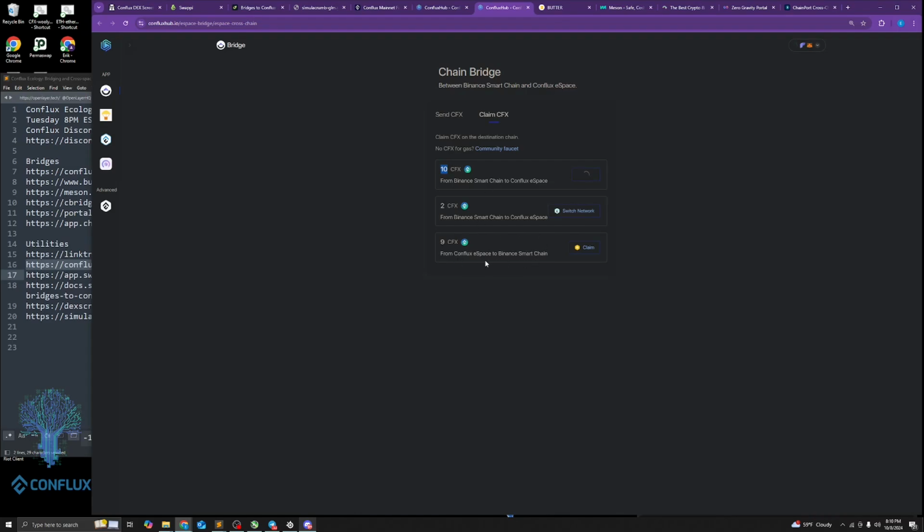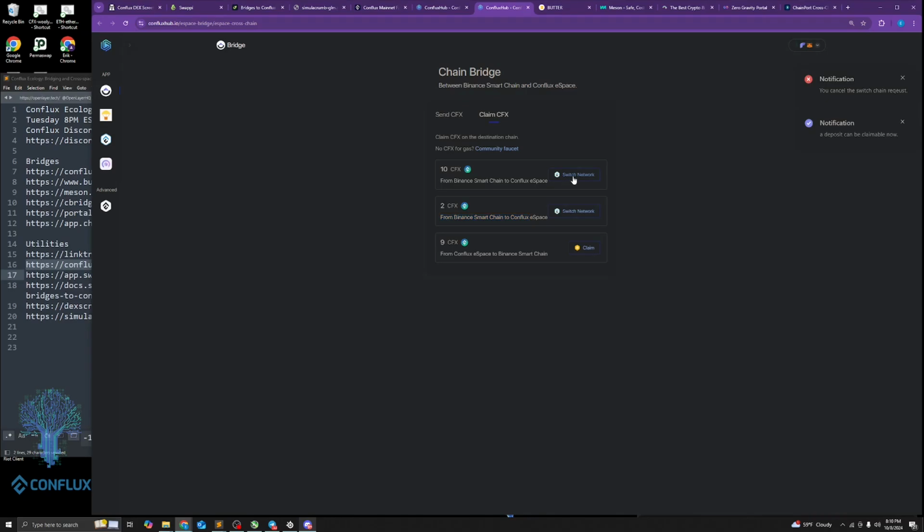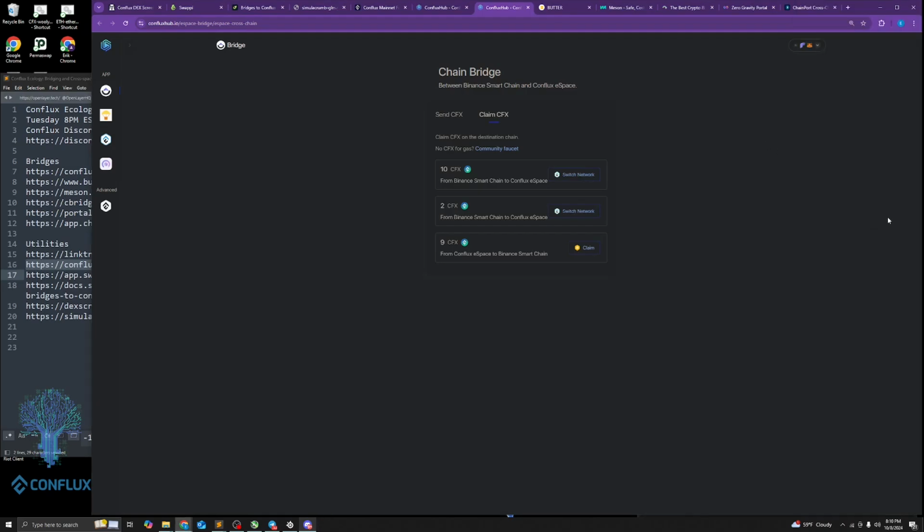What happens is I can say this one is the same as what we're doing now. So I'm just going to pretend that this is the completion of this bridge event, just to save us time. I'll say switch network. MetaMask goes from BSC to eSpace. Oh, look at that, it took about a minute and a half to 2 minutes. Let's continue with this one. Same thing, I'm going to switch network, and I'm going to claim.